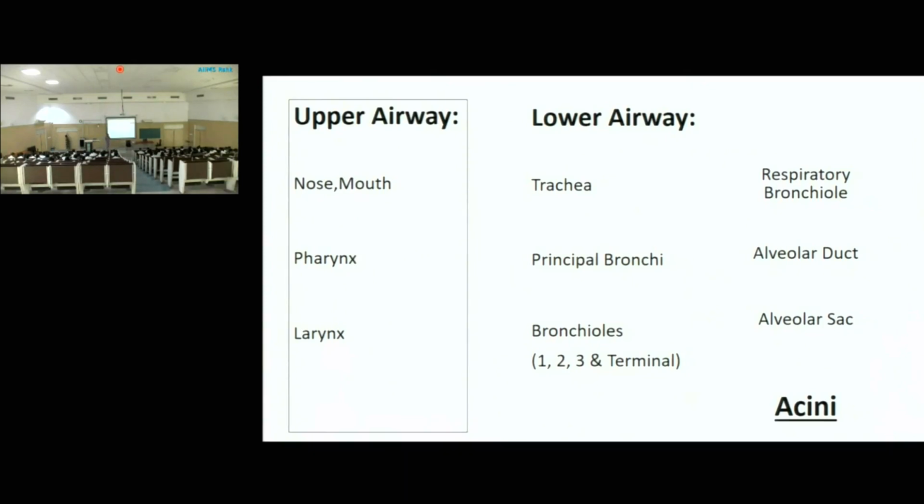So what is the functional unit of the kidney? Glomerulus, right? Like that, what is the functional unit of the lungs? They are the acini, right? And what do they consist of? They consist of the respiratory bronchiole, alveolar duct and alveolar sac. Remember this, right? So the functional unit of the lung is the acinus.